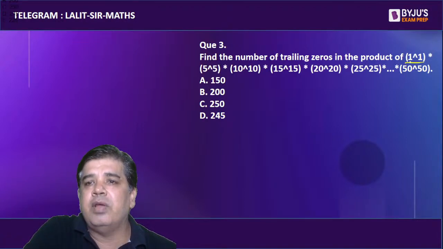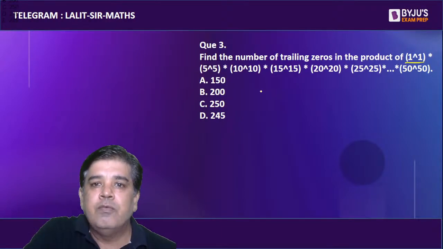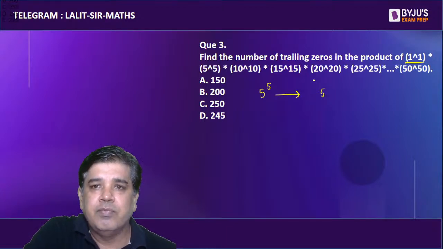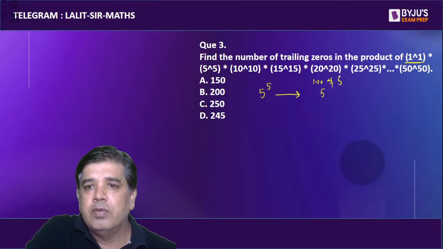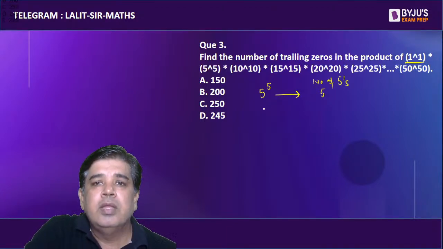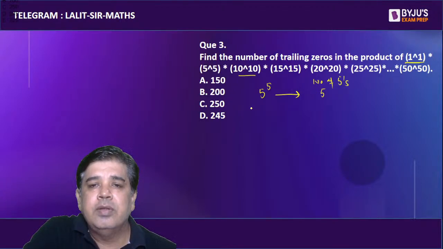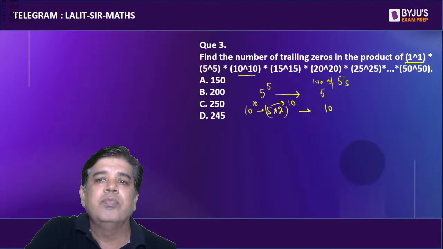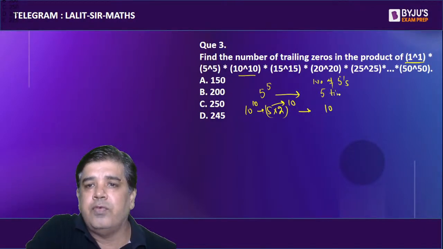1 raised to power 1 will have no 5. 5 raised to power 5 will contain 5 fives. Then we have 10 raised to power 10, which is actually 5 into 2, raised to power 10. How many times is 5 coming? 10 times, right? The previous one was 5 times, so this is 10 times.